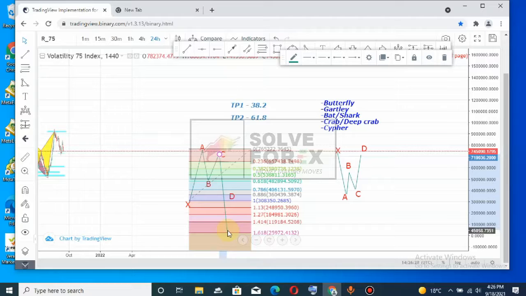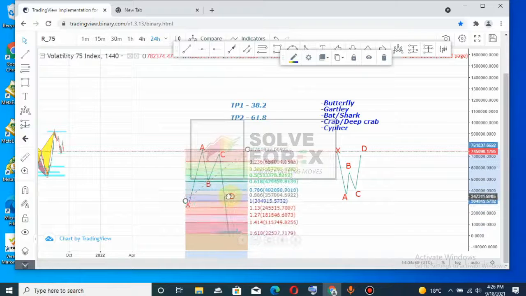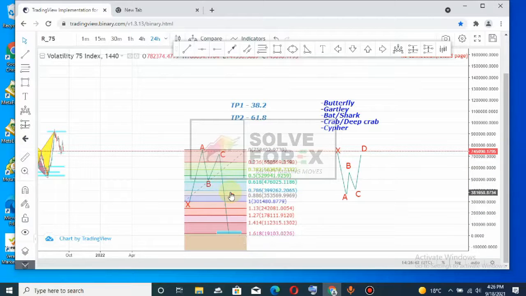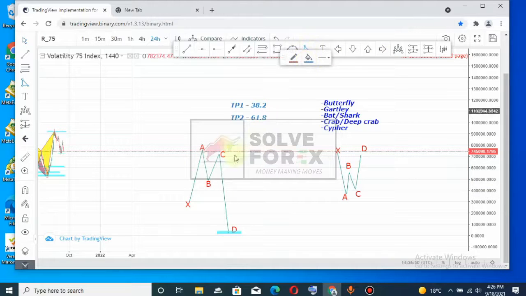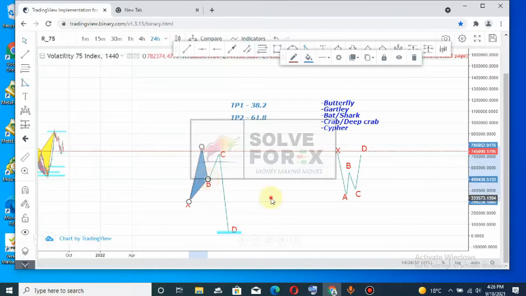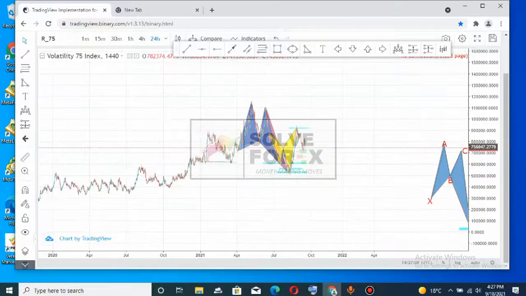1.618, all the way down to 1.618, which makes it your D point of a crab right here. Then you take out your fibs. You draw your harmonic from point X to A, B. Take your triangle again from point B, point C, all the way to 1.618. I think I spotted something like this on this pattern right here.